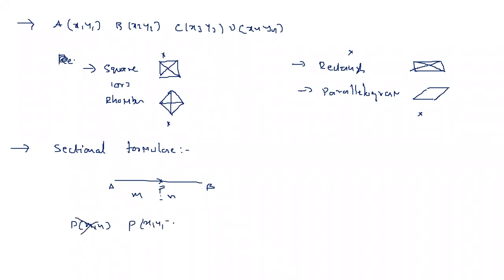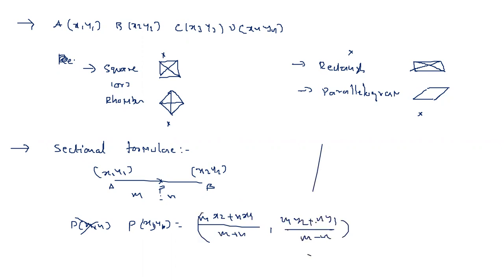Suppose these coordinates are x1, y1 and x2, y2. So the coordinates of P, x comma y, will be equal to (mx2 plus nx1) by (m plus n), (my2 plus ny1) by (m plus n).